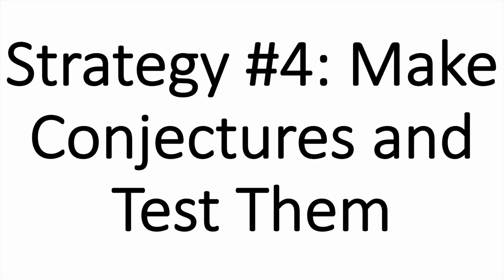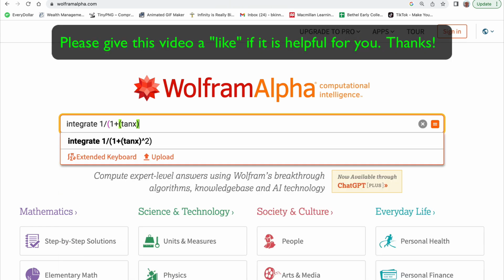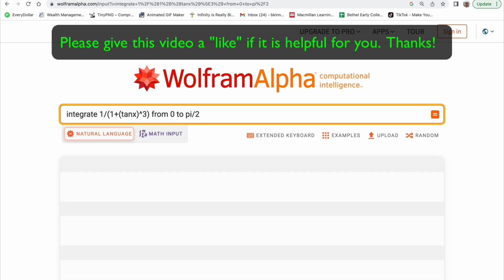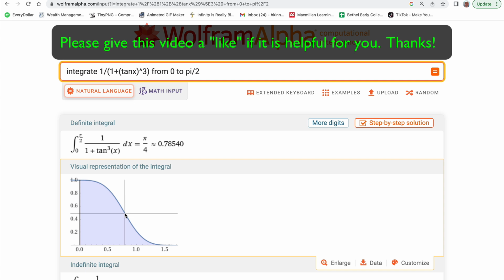That brings up another strategy. Make conjectures and test them. For our problem, it probably would be quickest to use some technology to see if we're right. How about using Wolfram Alpha? For example, I can change the power of tangent to be 3. What do I get? The integral from 0 to pi over 2 is indeed pi over 4. And look, the graph appears odd when the origin is shifted to the point with coordinates pi over 4, 1/2.